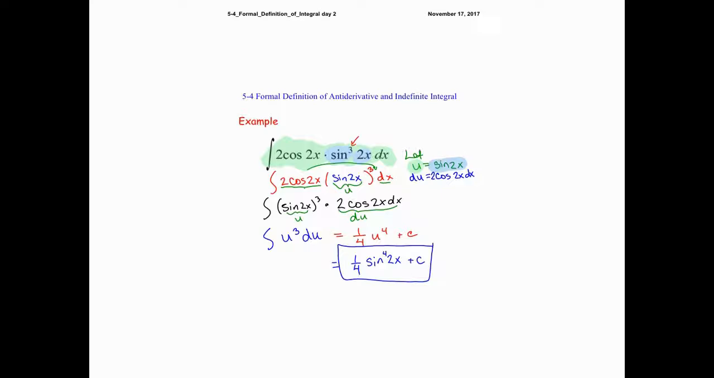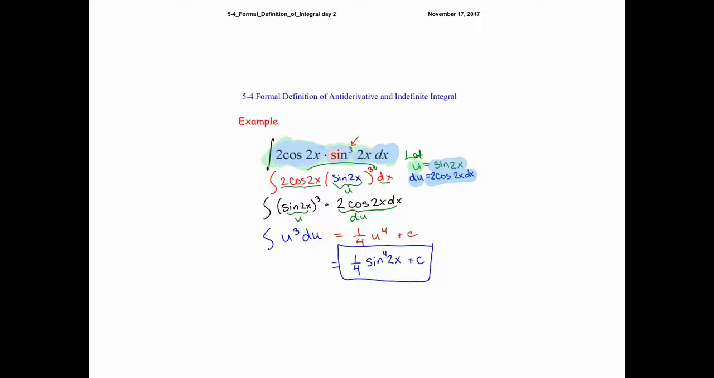You let u equal sine of 2x. You're going to get 2 cosine of 2x dx equaling du. And look what we have here: 2 cosine of 2x, and we have dx. That just worked out perfectly. Here's what I mean by that.